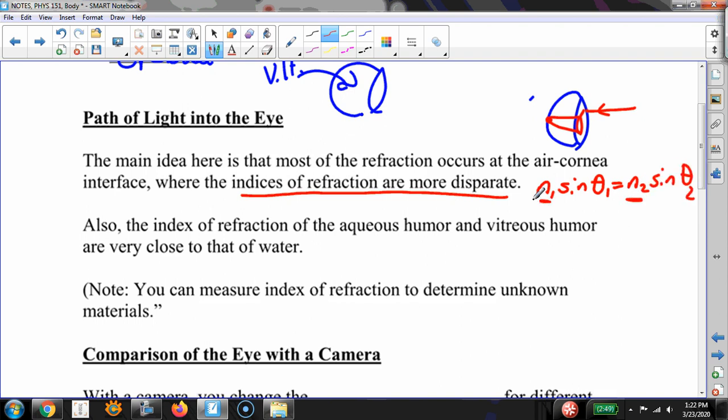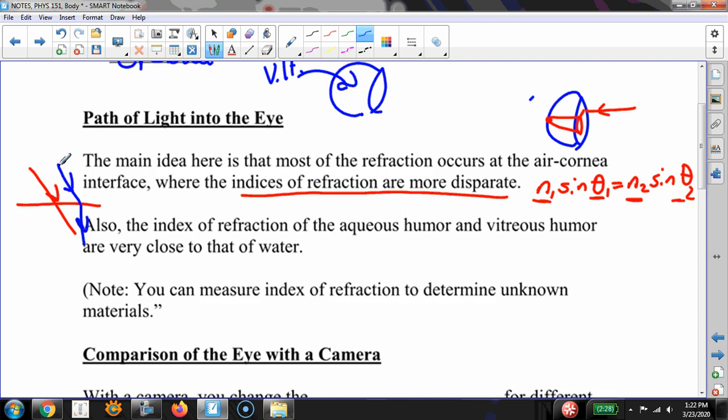If these two are really close to one another, then the refraction angles, the angles that the light bends, are also going to be really similar. So you want your indices of refraction to be different. If they're not that different, then the light will just continue on straight. But if you have indices of refraction that are really different, then the light will bend more. Also, for your information, the index of refraction for the aqueous and vitreous humor is basically that of water, and in fact, those materials are mostly water.